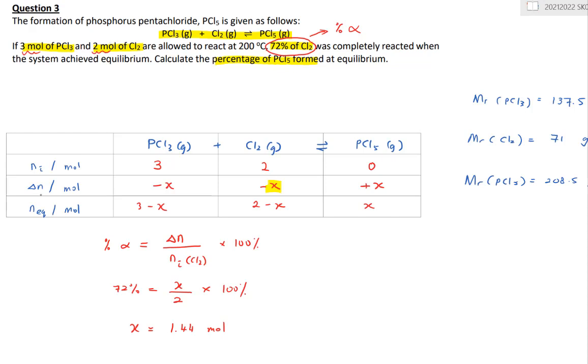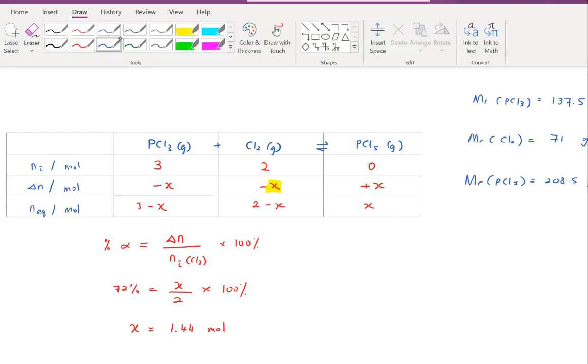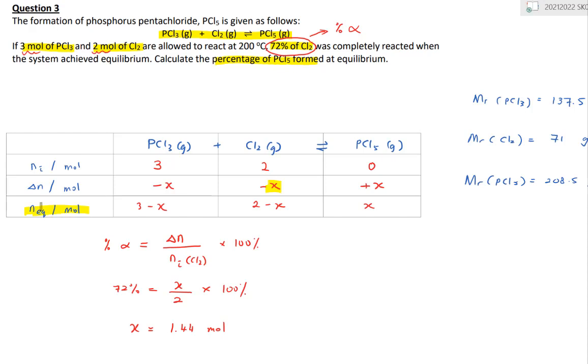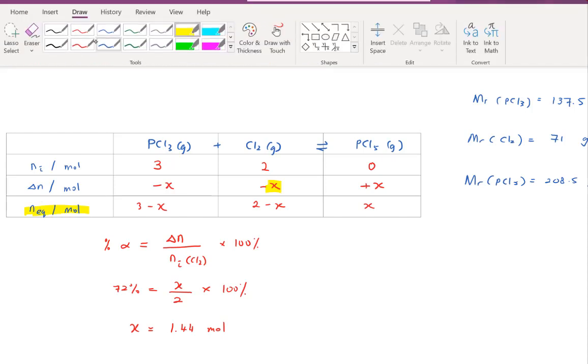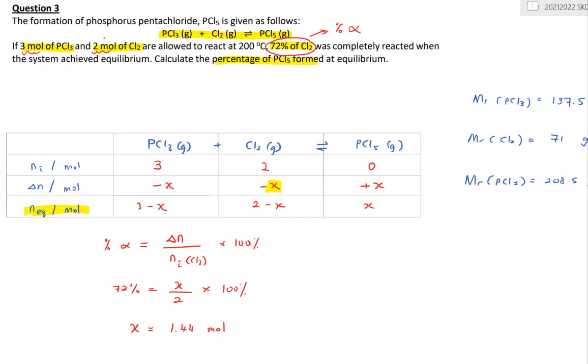Then we try to figure out the value for the number of mole at equilibrium. Okay, and then you substitute the value of 1.44 into each of the equilibrium number of mole here. So 3 minus 1.44 for PCl3 gives you 1.56 mole. And for chlorine, 2 minus 1.44 gives you 0.56. And last one, the number of mole at equilibrium for PCl5 equals 1.44 mole.